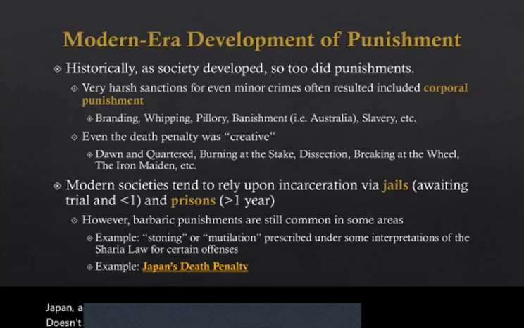So again, we're talking about industrialized Western nations. Japan and the United States have taken different paths in terms of how we execute. But the fact remains that we still do execute, right? So again, you can debate the merits of the death penalty during my death penalty class or during this course when we talk about the death penalty and go from there.